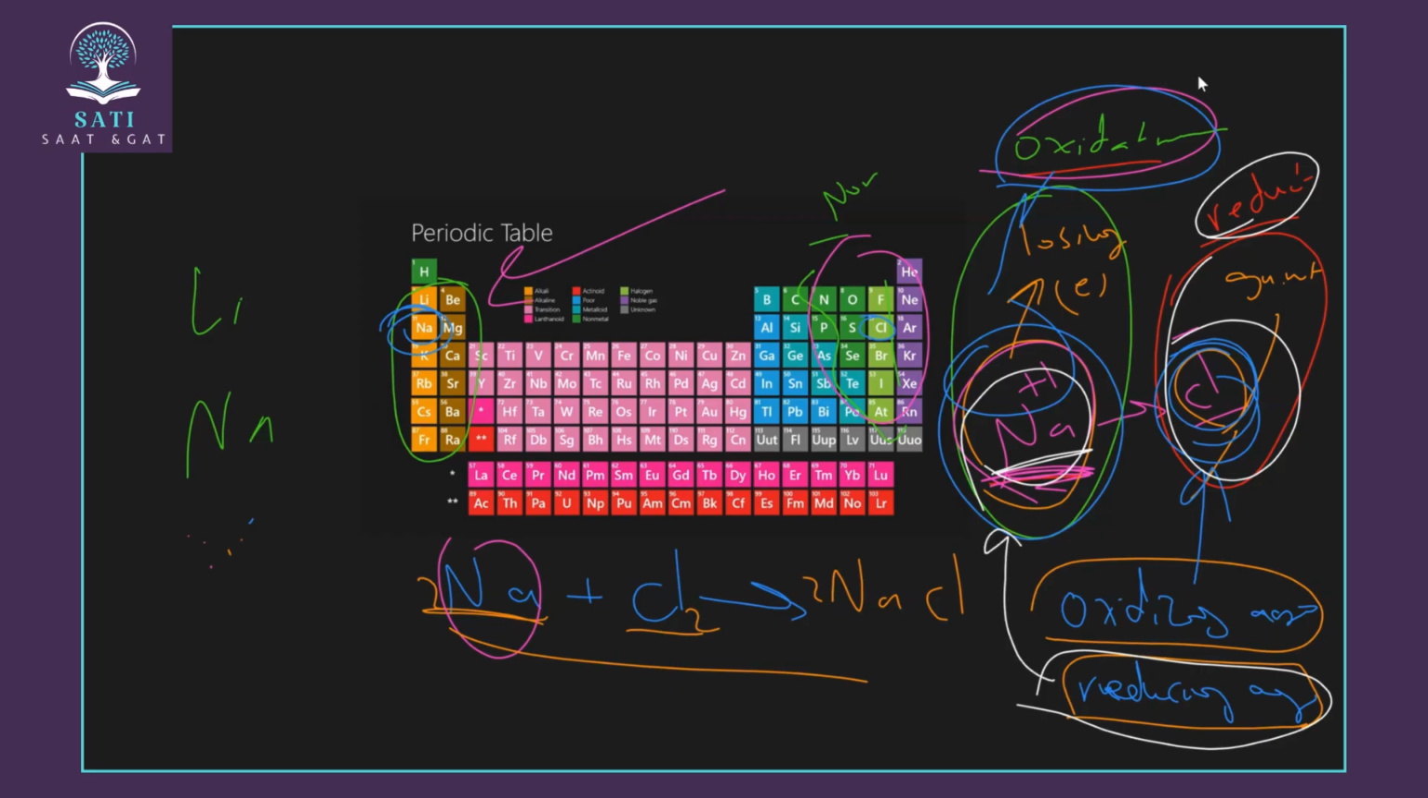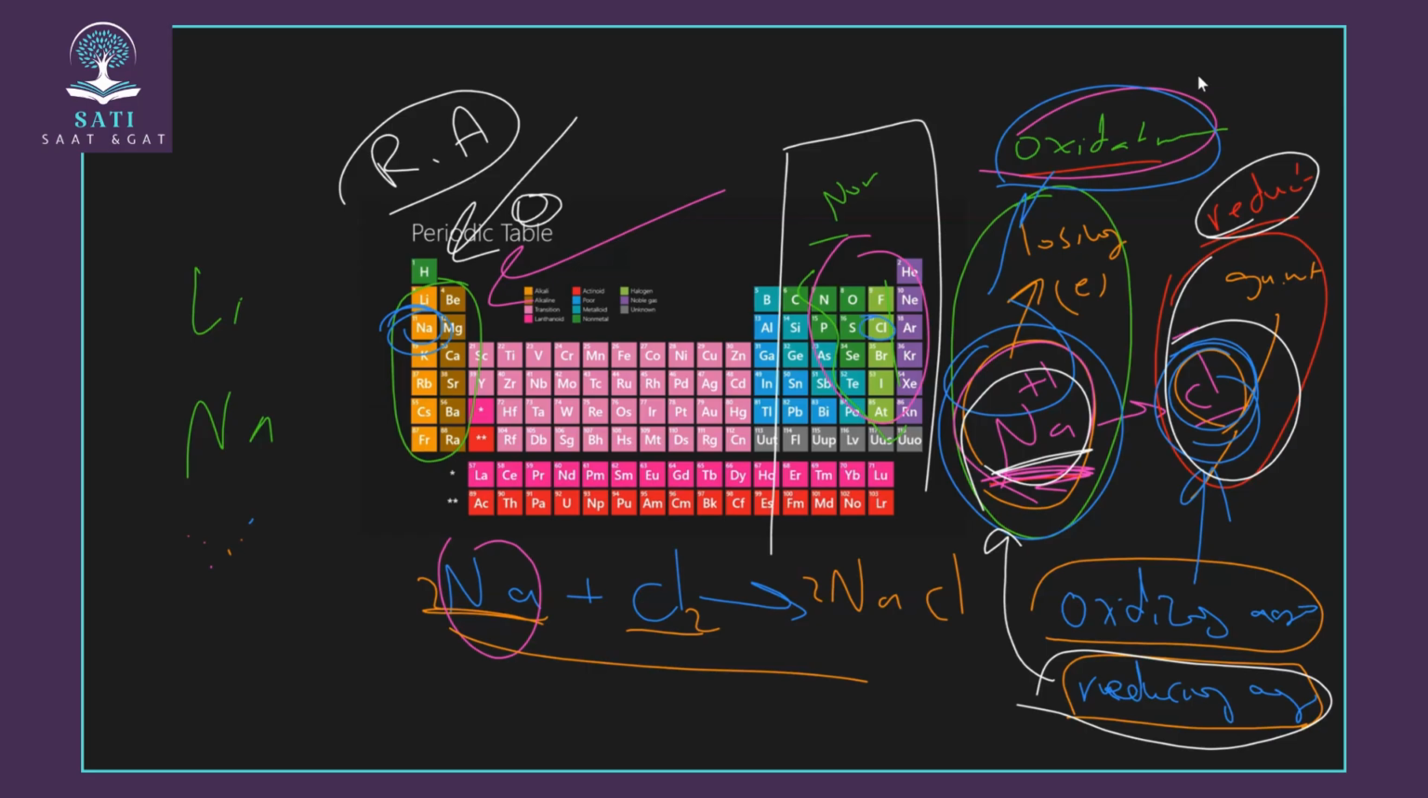Now, as you see, reducing agents like sodium are on the left of the periodic table. On the left of the periodic table, there are reducing agents, and the process there is oxidation. And on the right of the periodic table, there are oxidizing agents, and what happens there is the reduction process.